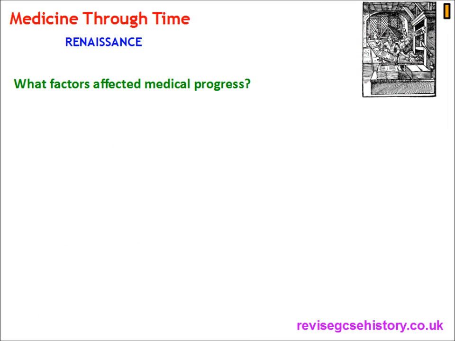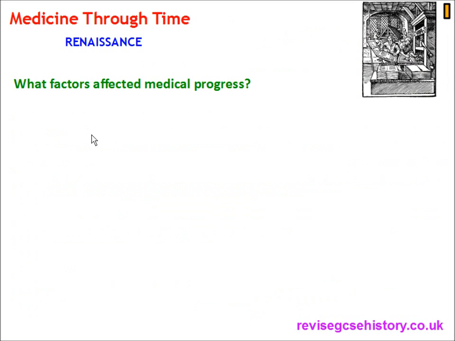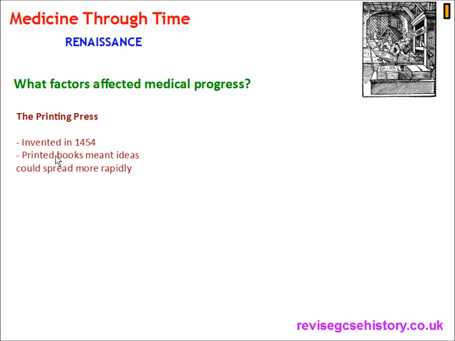So what factors affected medical progress in the Renaissance? We've already said that famous artists attended dissections, but what other factors affected the progress of medicine? The printing press. The printing press was invented in 1454. You don't specifically need to know the date, but be aware that it was invented in the late 1400s. Printed books meant ideas could be spread more rapidly.